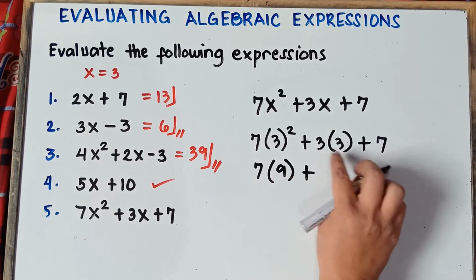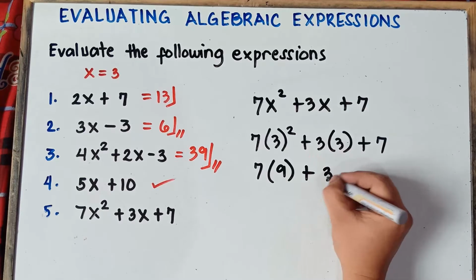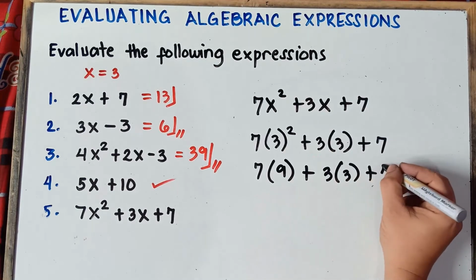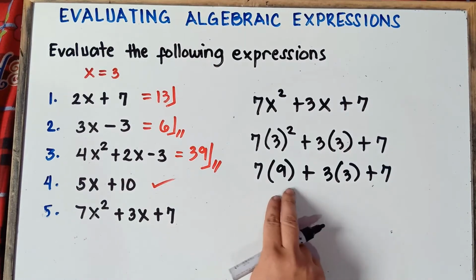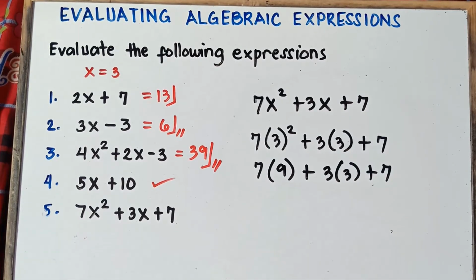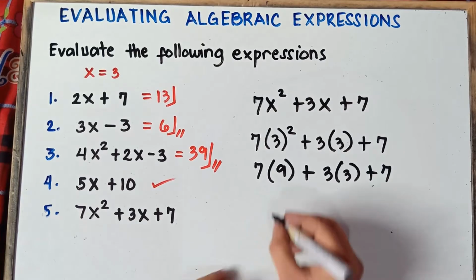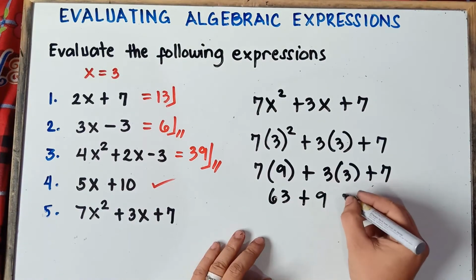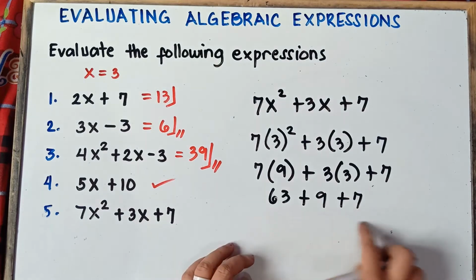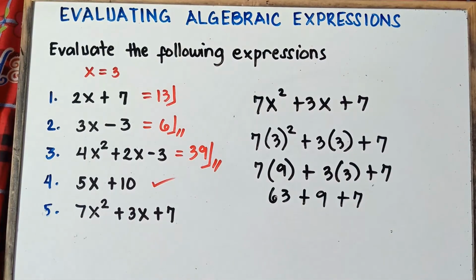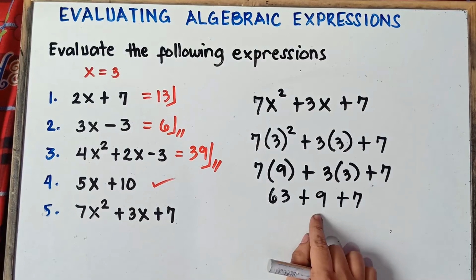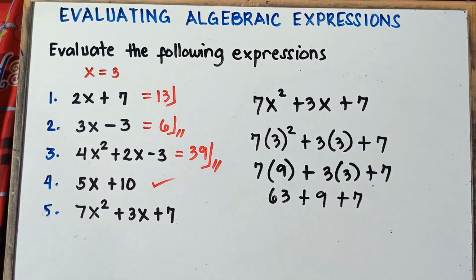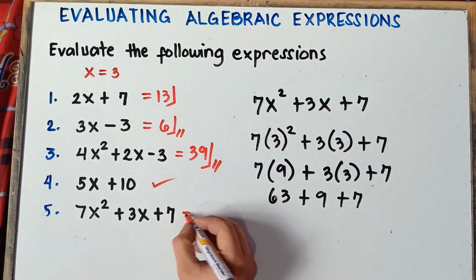Plus, we can copy this one or we can multiply. So let me just copy this one, class, so that we can do the multiplication at once. So plus 7. And then multiply 7 times 9. What's the answer, class? 7 times 9, that's correct. That would be 63. Plus 3 times 3, that would be 9. And then plus 7. And then simply add, class. 63 plus 9, that would be 72. Plus 7, that would be 79. So therefore, the answer is 79.